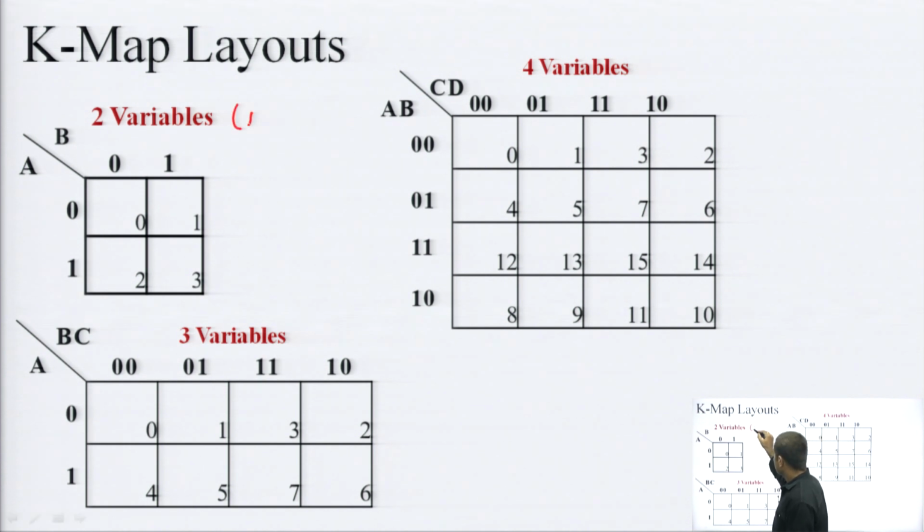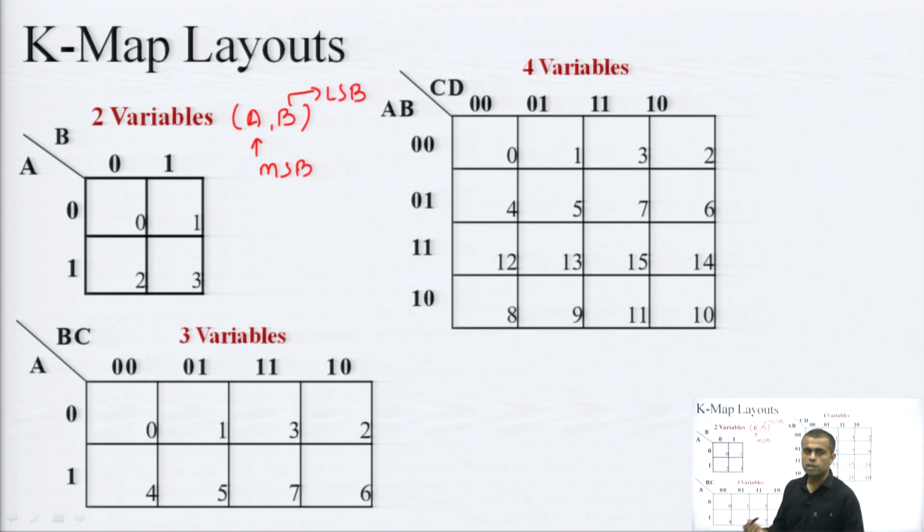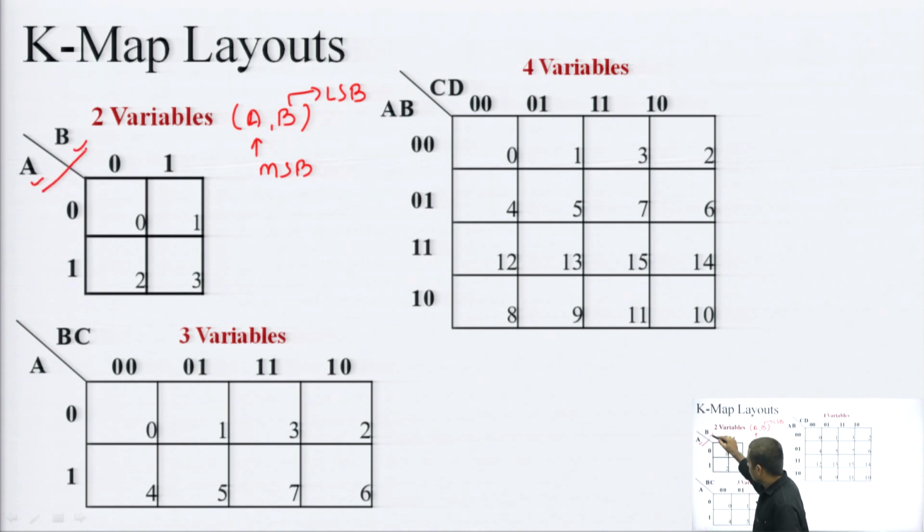For 2 variables, let us suppose that the 2 variables are A and B. A is the MSB and B is the LSB, most significant bit and least significant bit. So with 2 variables, the boxes will be 2 raised to power 2, which is 4. So 4 cells you can see, and these are also numbered. A and B are the 2 variables, and the flow will be from A to B.